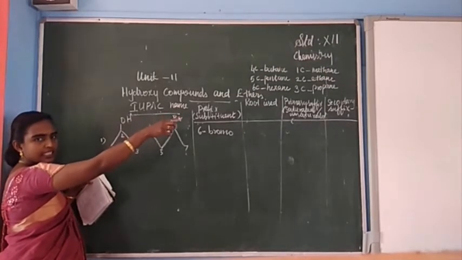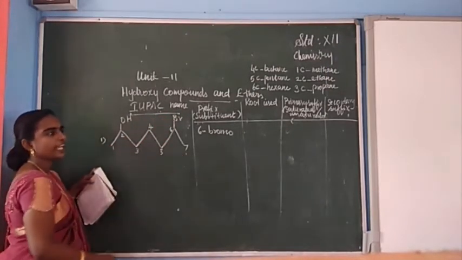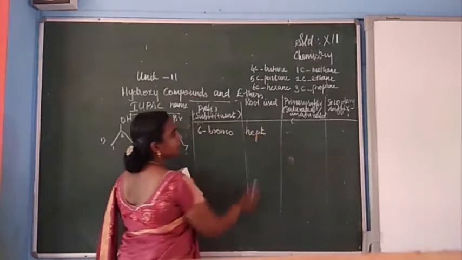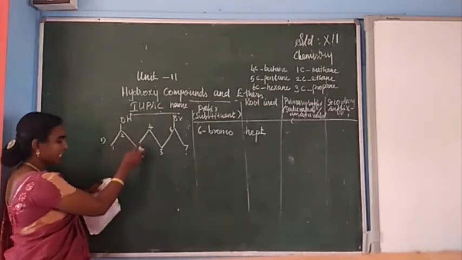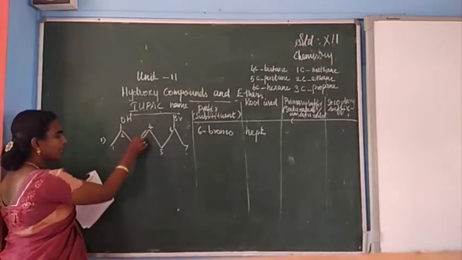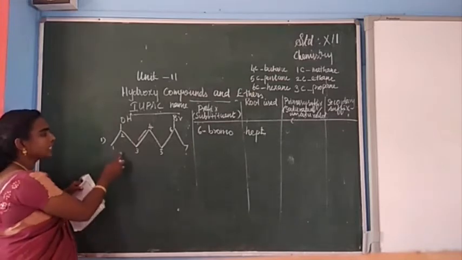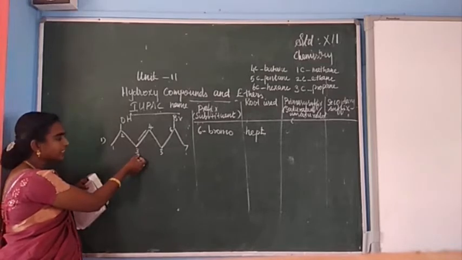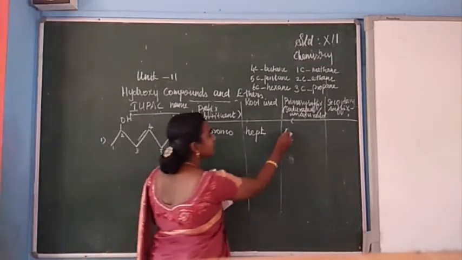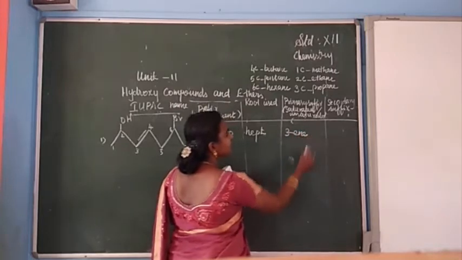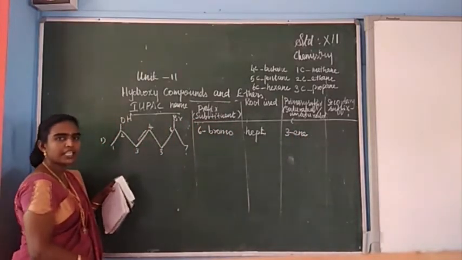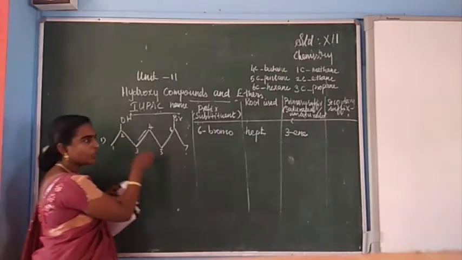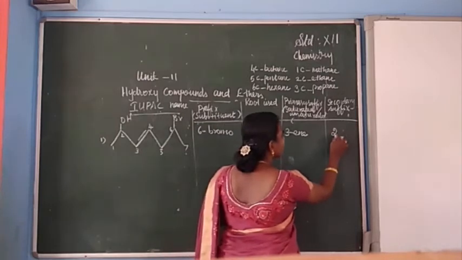Next, root word. 6 carbon is hexane system, 7 carbon is heptane system, so the root word must be hept. Whether it is saturated or unsaturated? Unsaturation is there, so it is an unsaturated compound. In which position is the unsaturation? 3rd position, here 3. Then secondary suffix, that means the functional group with position. The functional group is present in the 2nd carbon, so we have to write 2-ol.